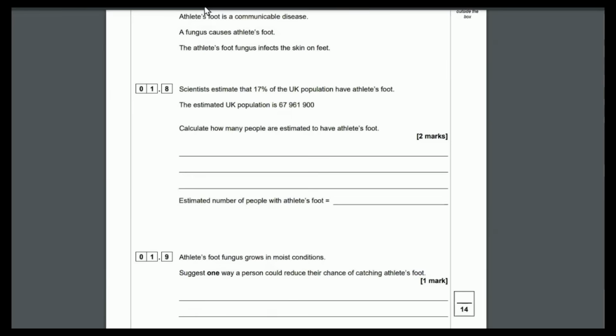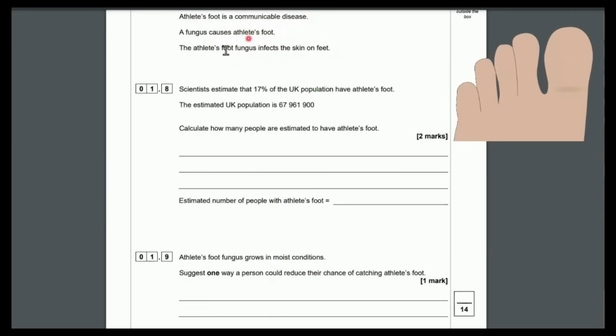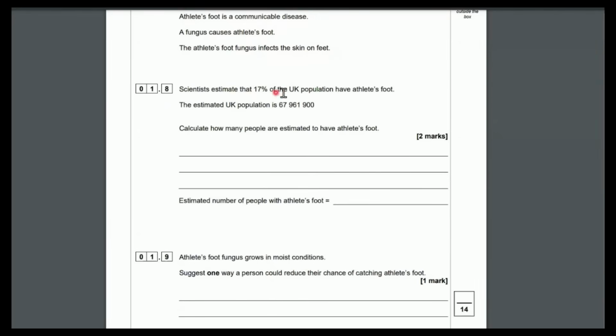Okay, 1.8. Athlete's foot is a communicable disease. A fungus causes athlete's foot. The athlete's foot fungus infects the skin on the feet. Scientists estimate that 17% of the UK population have got athlete's foot. The estimated UK population is 67,961,900. Calculate how many people are estimated to have athlete's foot.